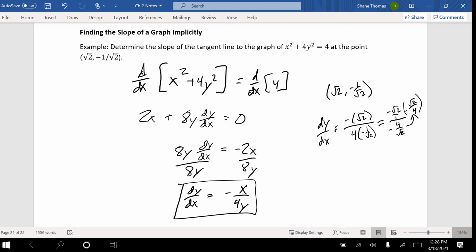Okay, root 2 times root 2 is going to be root 4. I had two negative terms I multiplied together, so the negatives are going to go away. So I have root 4 over 4. What's the square root of 4? 2. So I have 2 over 4, which is 1/2. The slope of the tangent line through that point would be 1/2.